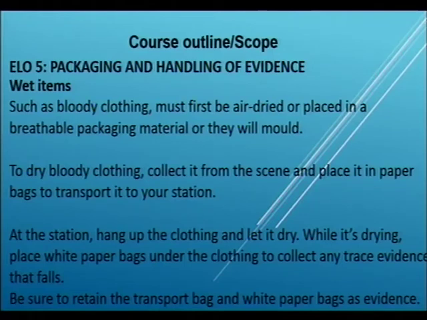Wet items, such as bloody clothing, must first be air dried or placed in a breathable packaging material or they will mold. To dry bloody clothing, collect it from the scene and place it in a paper bag to transport it to your station. At the station, hang up the clothing and let it dry. While it's drying, place white paper bags under the clothing to collect any trace evidence that falls. Be sure to retain the transport bag and white paper bags as evidence.